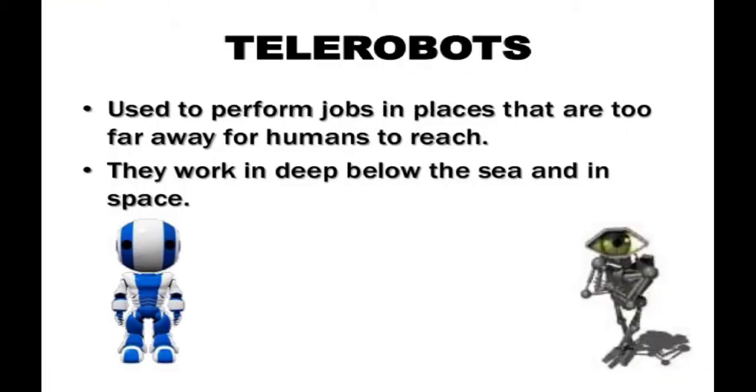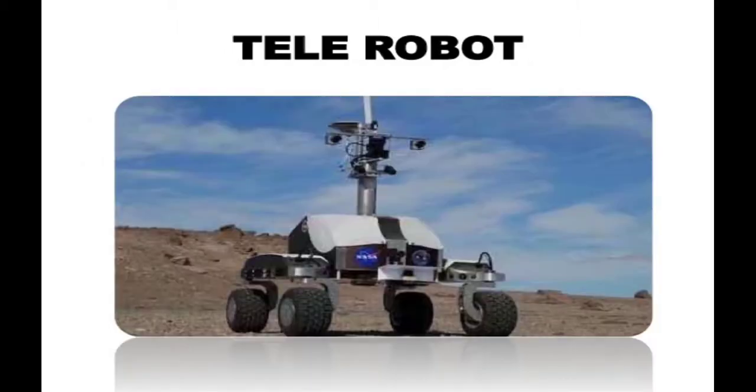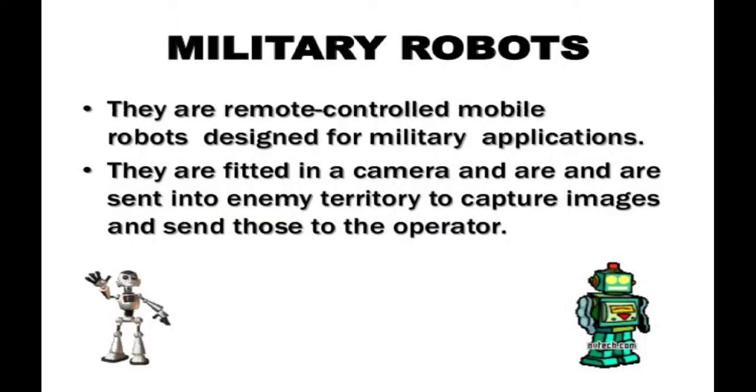You can see here you have telerobots. Telerobots are the robots which are far away from human beings. So those kinds of robots are called telerobots. These are used to perform jobs in places that are too far from human reach. They work deep below the sea and in space. Of course, these robots can be mobile or stationary, depending. But telerobot means they are far away from our reach. We will go and deploy them like that.